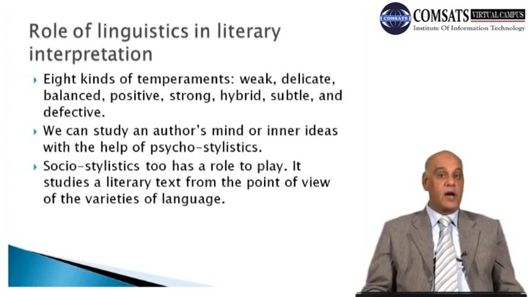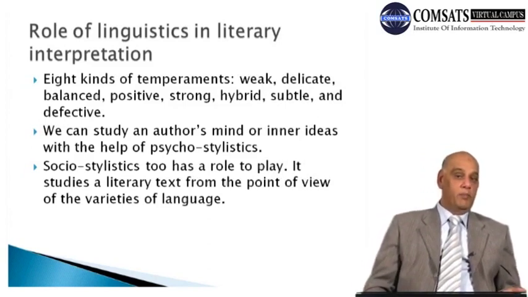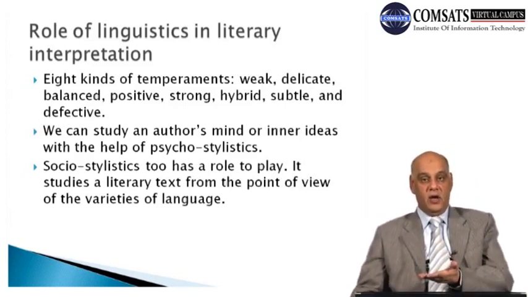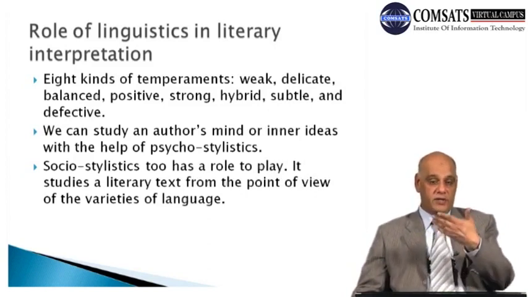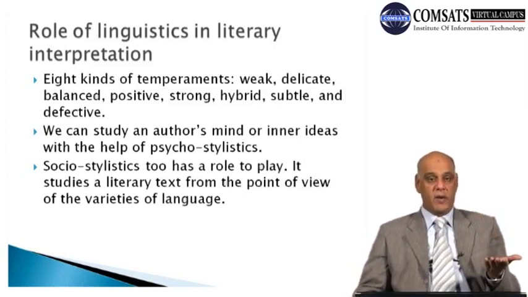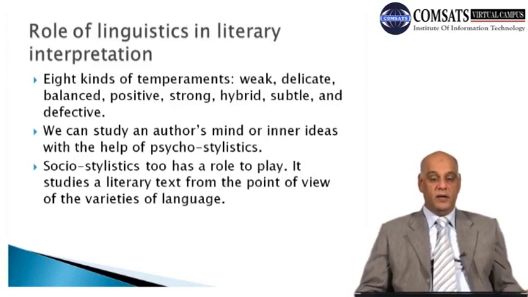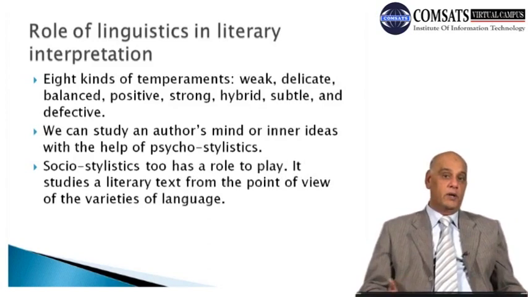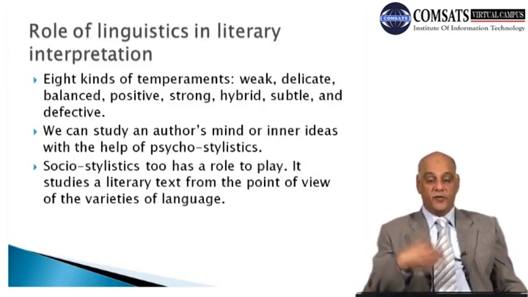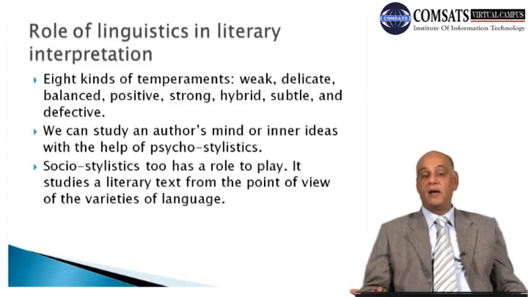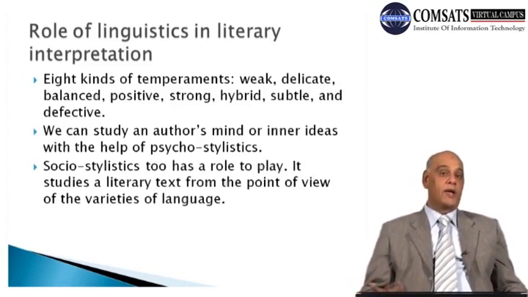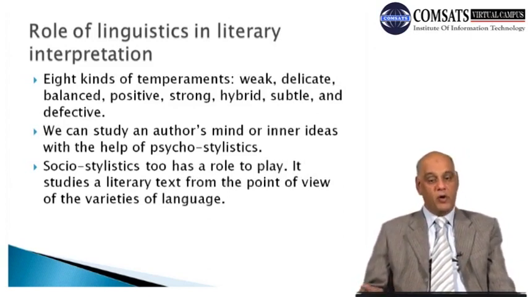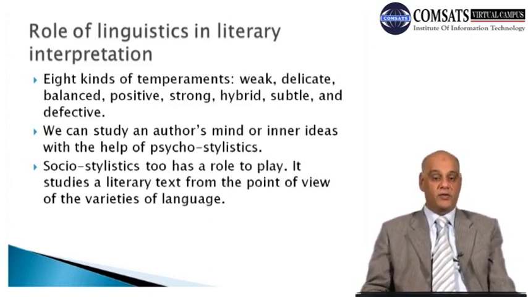You see different kinds of temperaments here: weak, delicate, balanced, positive, strong, hybrid, subtle and defective. These different kinds of attitudes can be denoted by 8 different styles. A writer may have a style denoting a positive mind, a strong personality, or, for example, a defective, broken or disturbed personality. So different kinds of styles can give us an idea about the temperament or behavior of the writer.